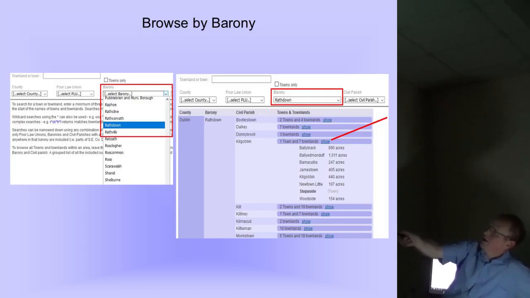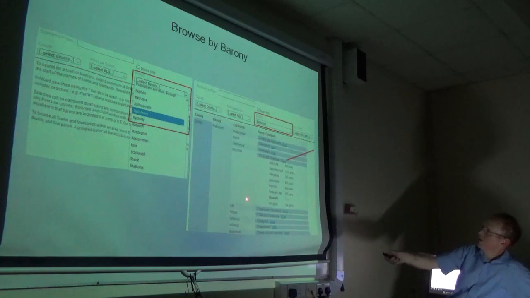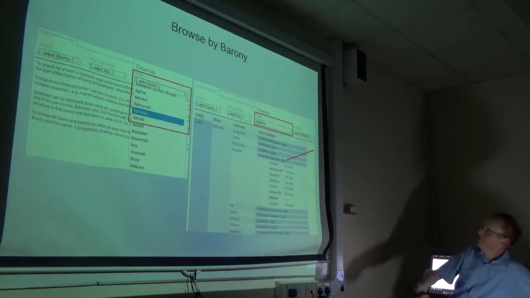Similarly, you can just select a barony and it'll show you the whole lot. So we've just hit Rathdown there and nothing else. We've no county, no poor law union, just the barony, and no civil parish, and no search. And it's shown us everything, and it's grouped them by civil parish and given us a summary of the towns and townlands. But if you hit the show item, it'll expand that and show you them. So there we've done Kilgobbin, and you'll see the townlands in Kilgobbin, and step aside the town.